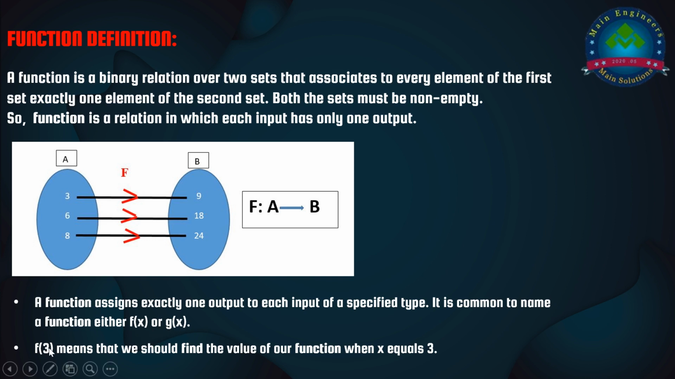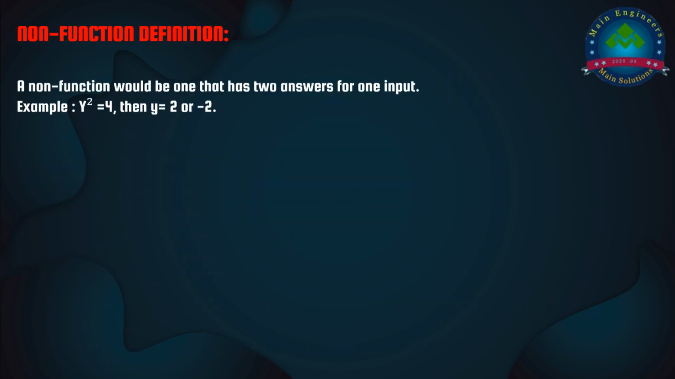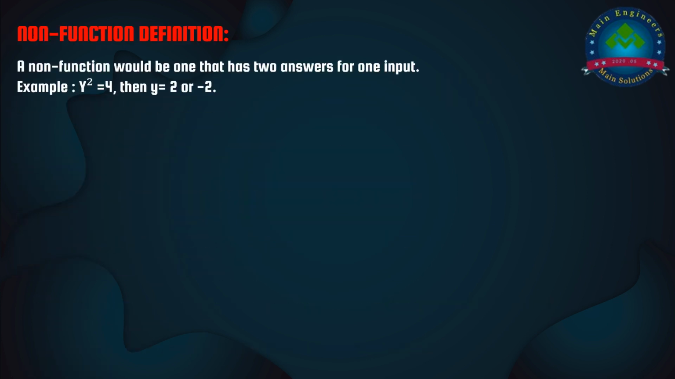So here comes another example. F(3) means that we should find the value of our function when x equals 3. Non-function definition: a non-function would be one that has two answers for one input. So for one input there will be two outputs.